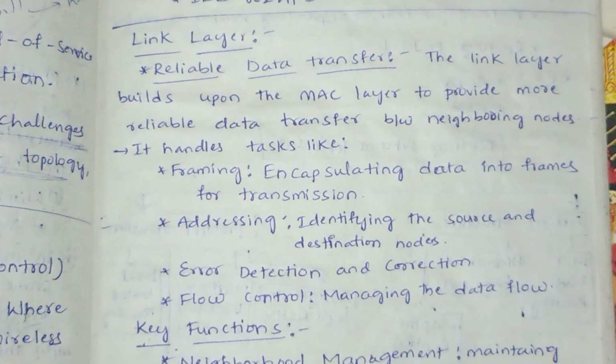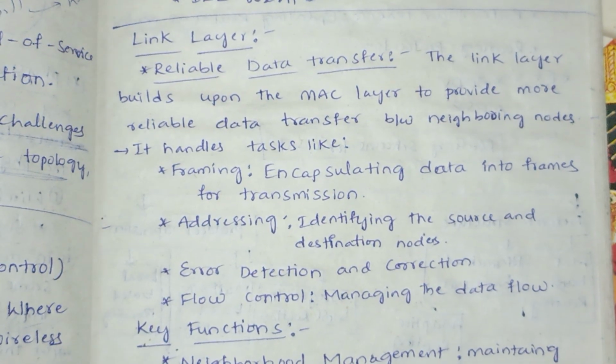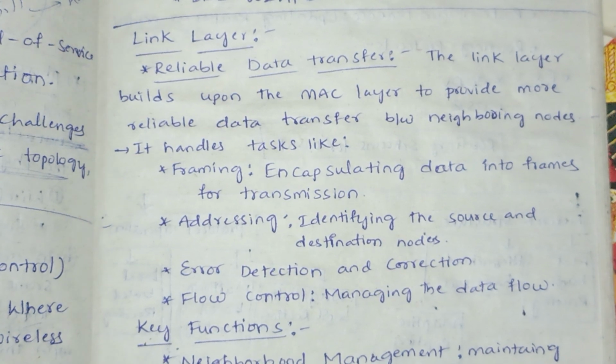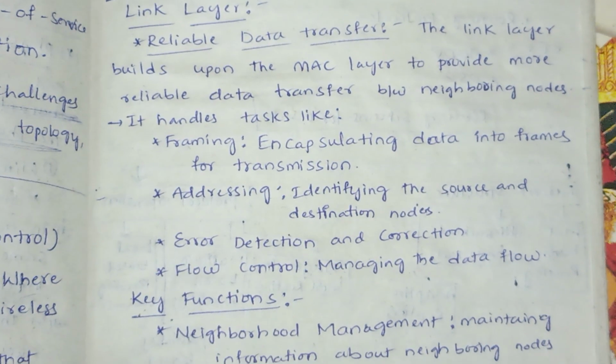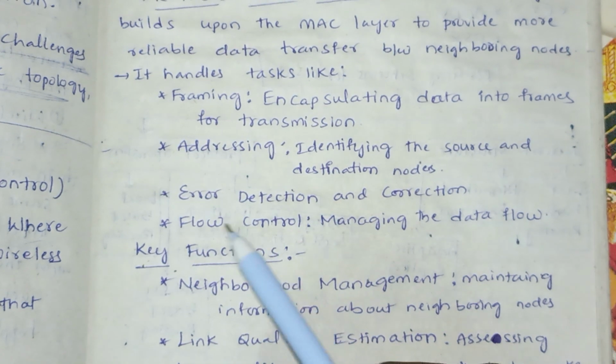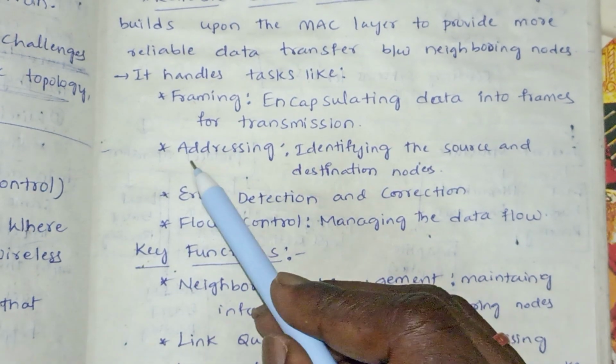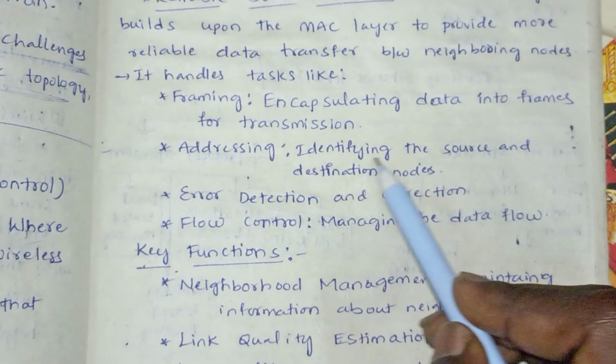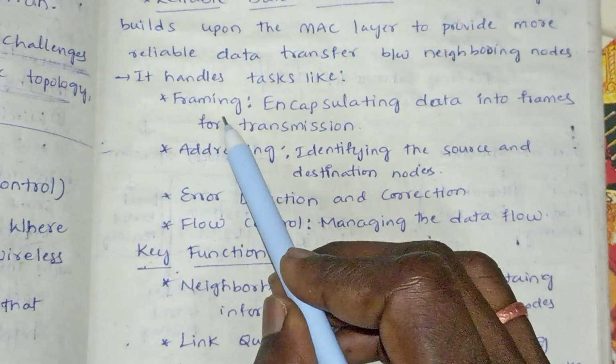That is the reason the link layer provides reliable data transfer, and it handles tasks like framing, addressing, error detection and correction, and flow control. We discussed all this earlier, right? Addressing, what can it address? It identifies the source and destination nodes.